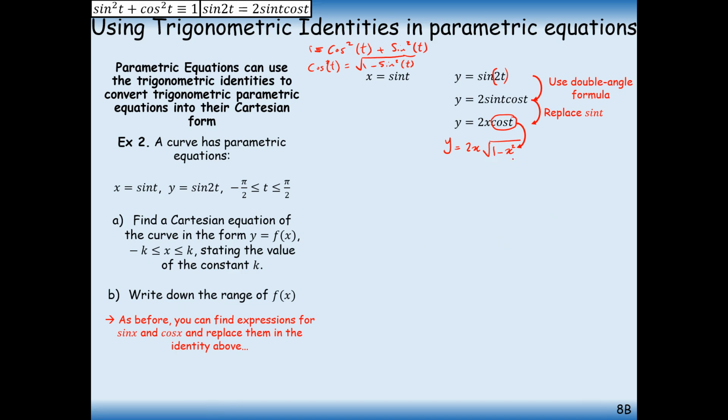So we know that we cannot have any negative values under the square root. Therefore, 1 minus x squared must be positive. Well, it can be equal to 0 as well, but that means that x squared must always be less than or equal to 1, and the x value is bounded between -1 and +1 there. Therefore, the value of k must be 1 for our square root function to work properly. Okay?